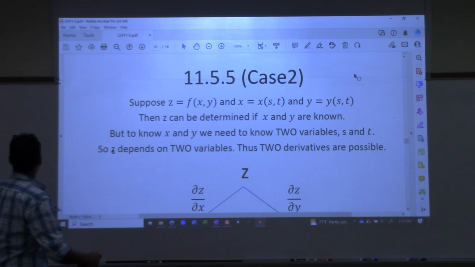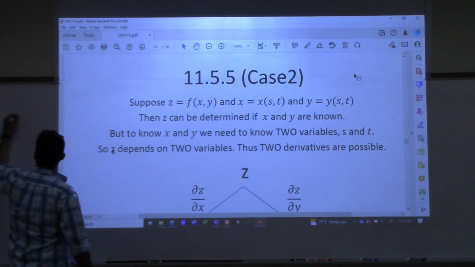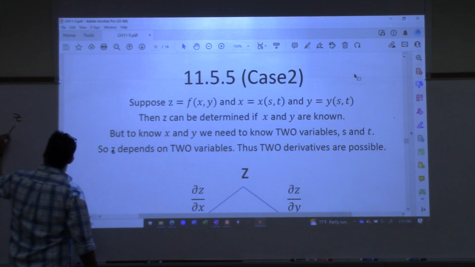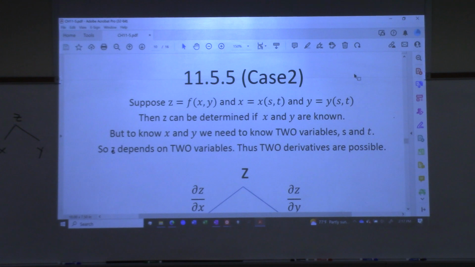So I'm going to draw the tree here. I have z, which depends on x and y, right? As of right now, there are only two partials down each branch. But see, x does not depend on one thing now. X depends on two things, s and t. And y also depends on s and t. See the difference between this problem and the previous one? We have two branches down and at the bottom.